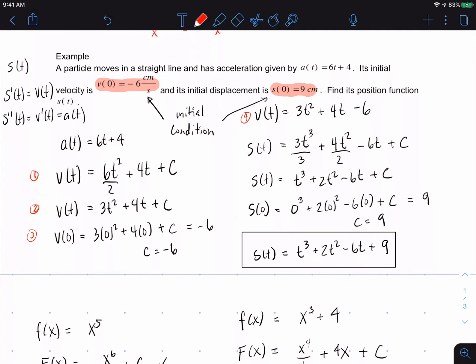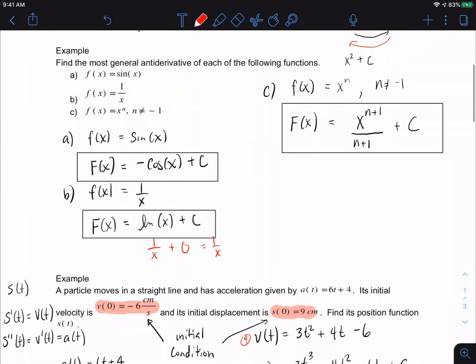Does that make sense? Yeah, but why did we divide by the 2? Just because the power is 2? Yeah, it goes back to this rule that I gave you right here. Whenever you have powers, you add 1 to the power and then divide by whatever the new power is. And then you add C. All right. Okay?